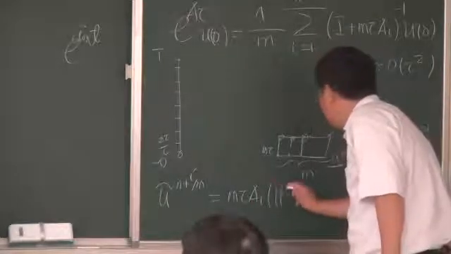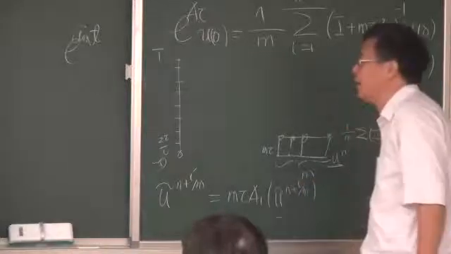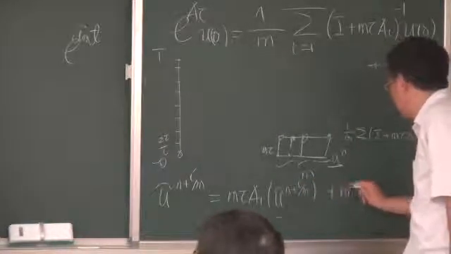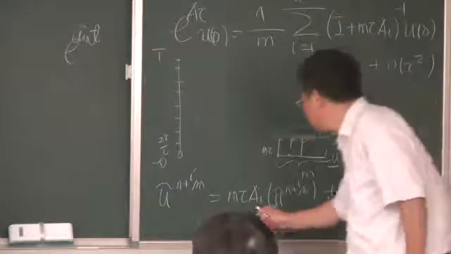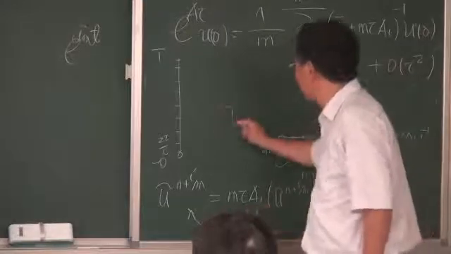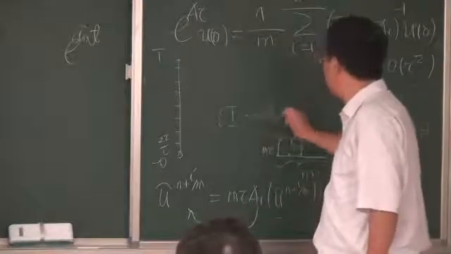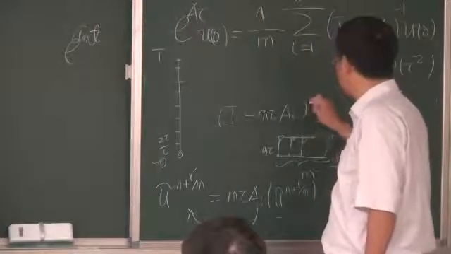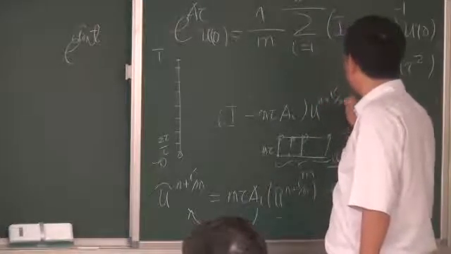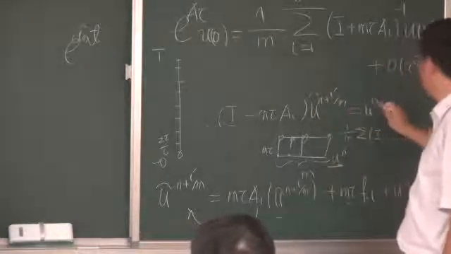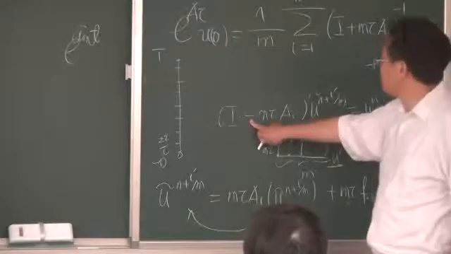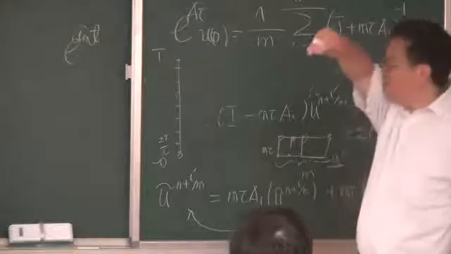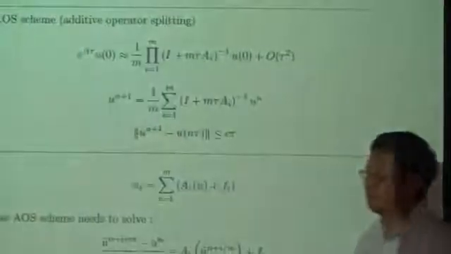Here is u n plus I m, plus m tau fi, here is plus un. So if you move this one to here, I get I minus m tau fi. So this is a nonlinear operator. So un plus im tilde equals un plus m tau fi. So here is minus. Most probably I could have made a mistake, so everything here should be minus.